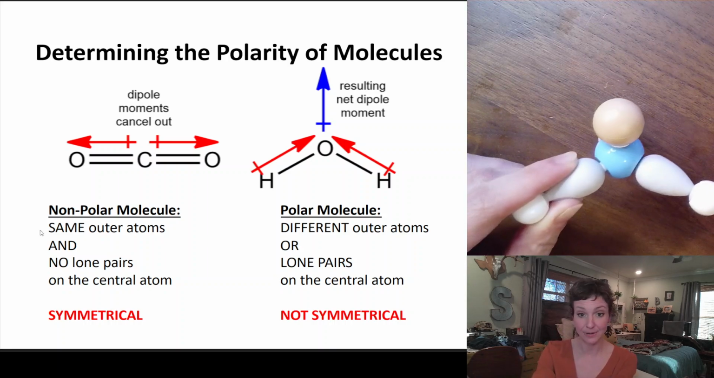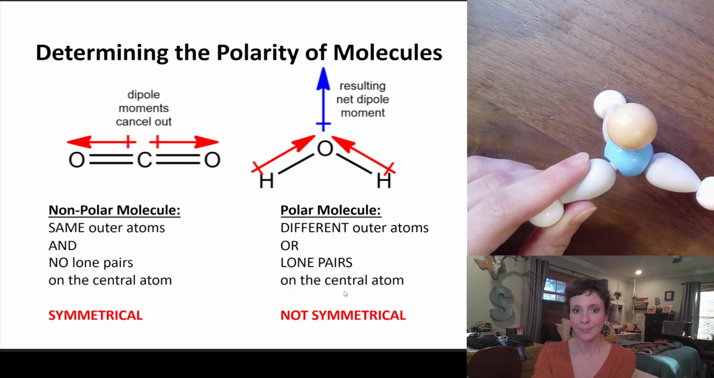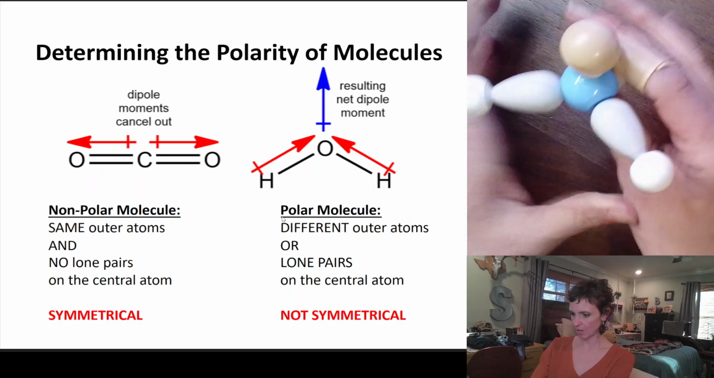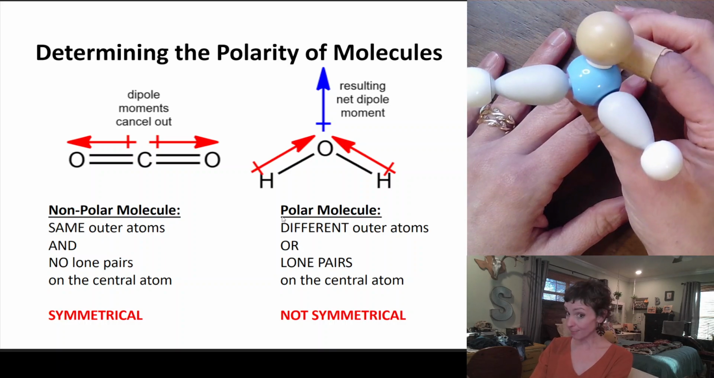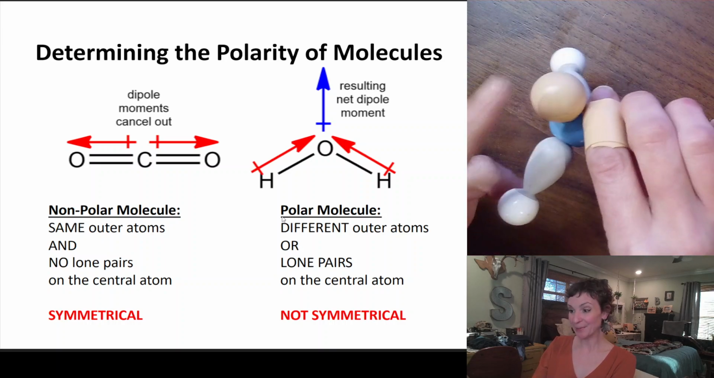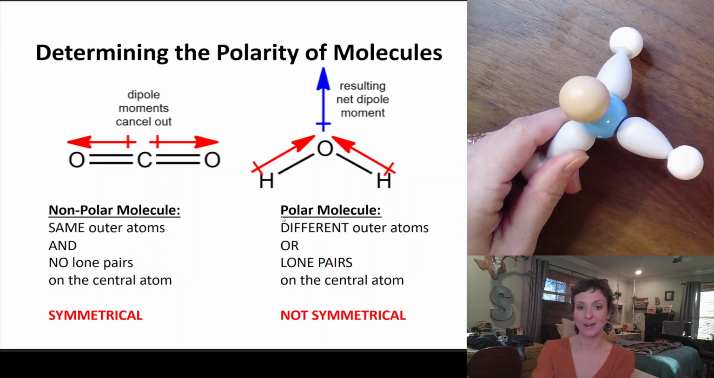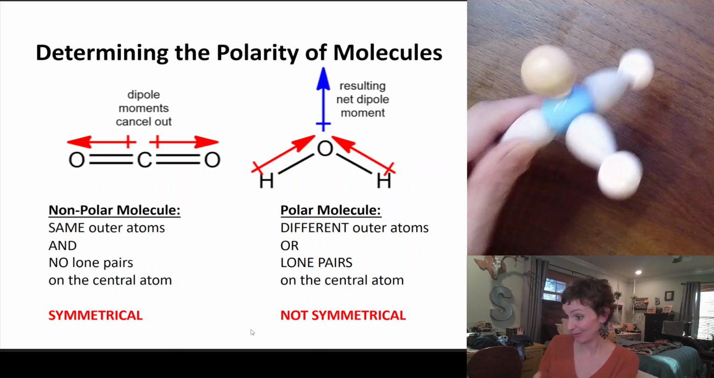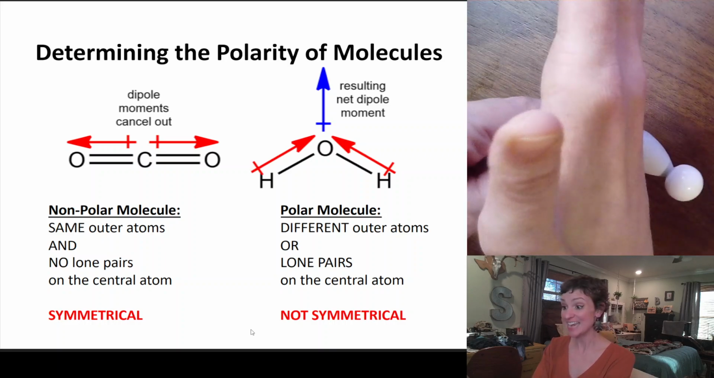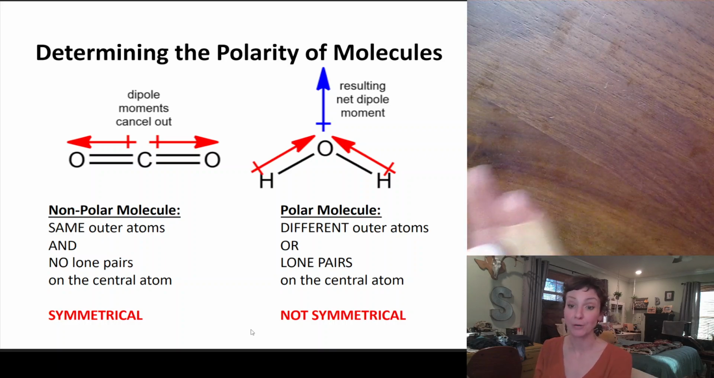But I can go back to my rules. You're like, she just talked a lot. I did. But all I've got to do is check here. Are the outer atoms the same? Yes, but there's a lone pair on that atom. So here, because of that lone pair on the central atom, it is not symmetrical. I've created some sort of a net molecular dipole here, so it will be polar.